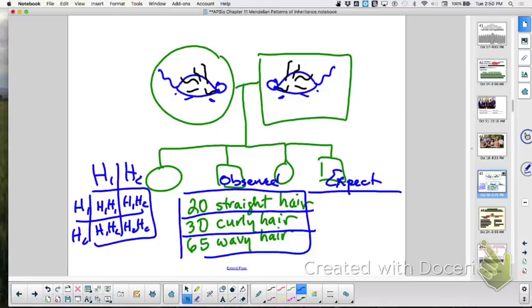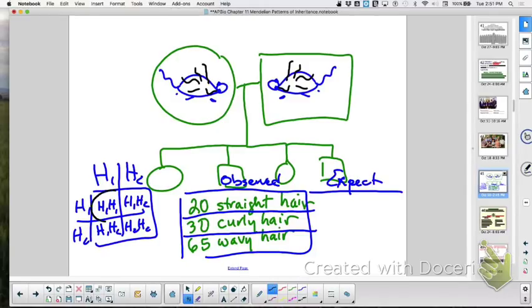I would expect 25% to have straight hair. I would expect 50% to have wavy hair and 25% to have curly. So how many rat babies are we talking about here? 115. Okay. So what's 25% of 115? Around 29. It's 28.75. So then this must mean curly should be 28.75. Do you agree? And then wavy has to be 57.5.